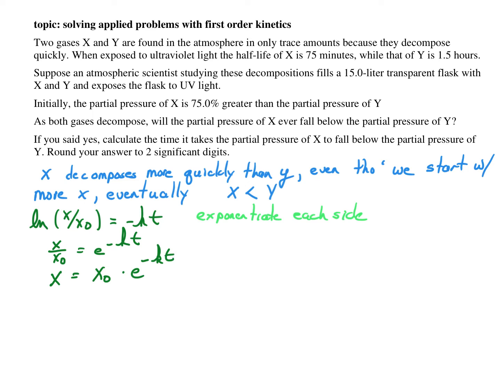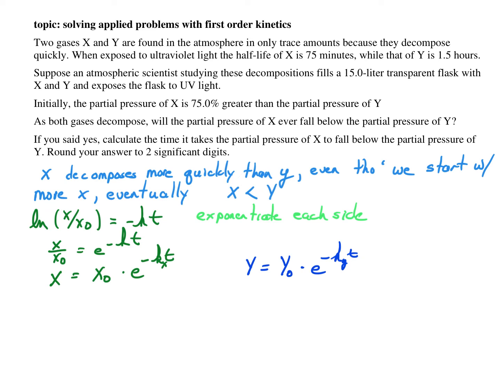By the same manner, we can express how much is left of y as the initial amount y0 times e to the minus kt. There are two different k's, kx for x and ky for y, so let's make sure we differentiate those.